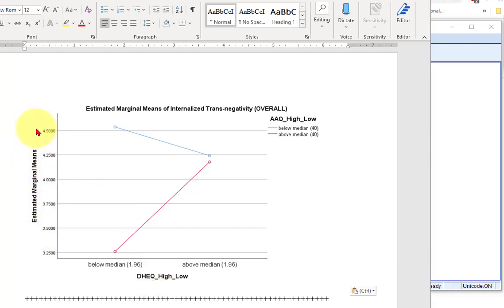The DV here, the y-axis, is something called TSI. I have no idea what any of these means. But here is my dilemma. So this is the graph of the estimated marginal means, right? And it shows interaction.